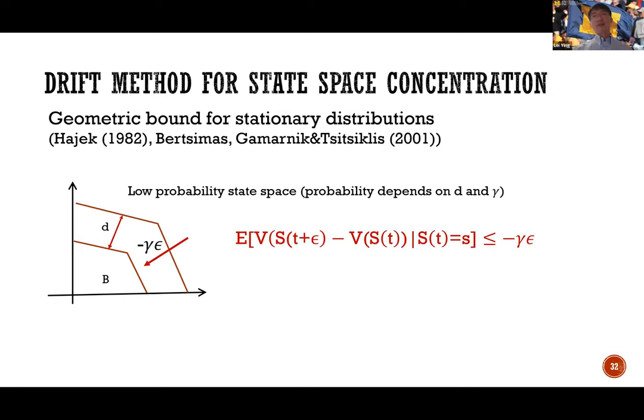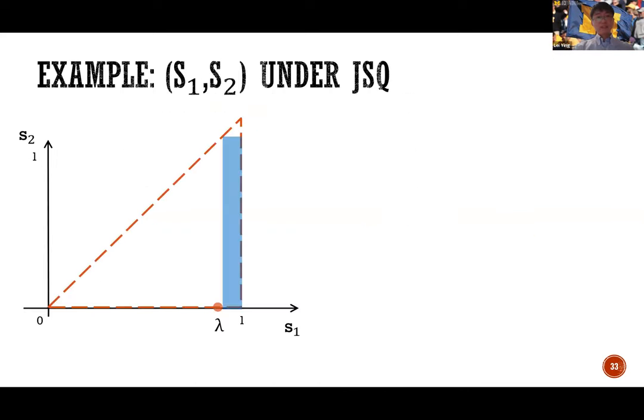The key idea is very simple: if you can find a Lyapunov function, right, such that it will have negative drift outside a certain region B, okay? And the drift is large enough, let's say it's linearly proportional to epsilon. Then when you move further away from that region B, the probability will become smaller and smaller. Actually, the probability will decay in most cases exponentially. So with that, we can quantify which region the steady state will live in with high probability. Okay? So here is a very simple example related to join the shortest queue.